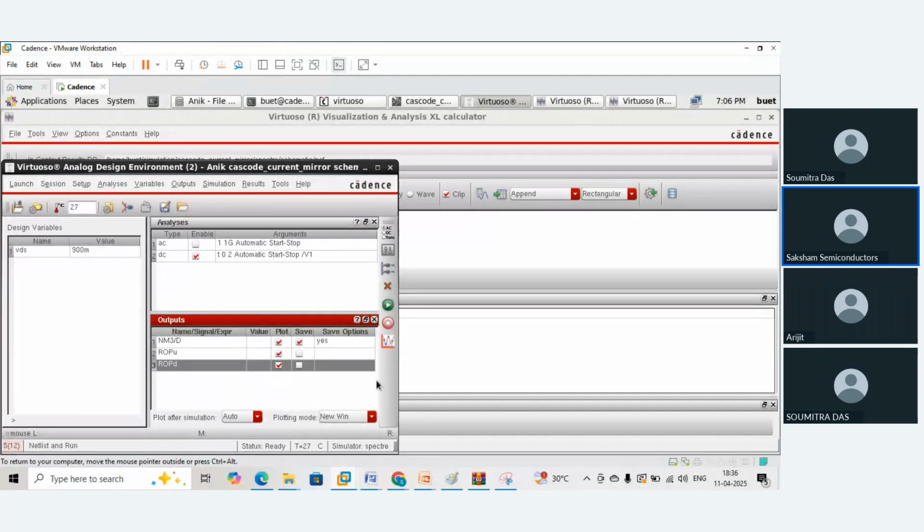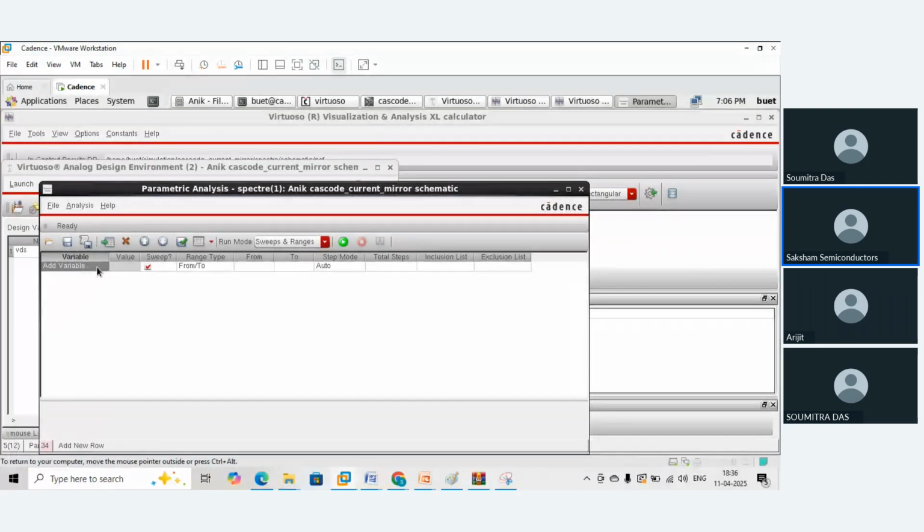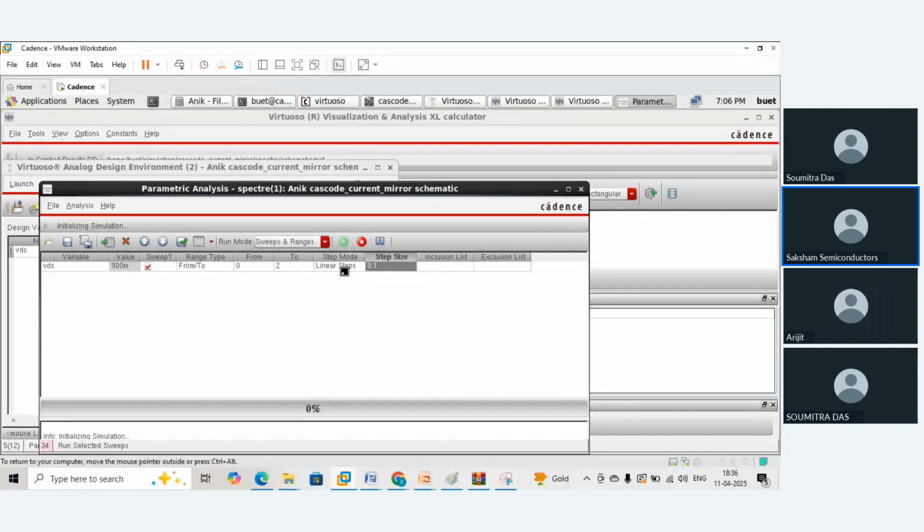Okay, sorry. To run it, I need to do the parametric analysis, right? So I need to go to tools, parametric analysis. I've already added the variable. Variable is the VDS. It will be swept from 0 to 2. Step mode will be linear steps, and step size will be 0.1. I'll say okay. Because there are two transistors, it will take a little extra time to simulate it.